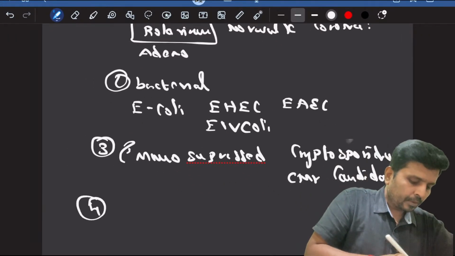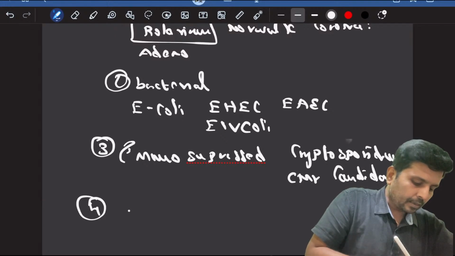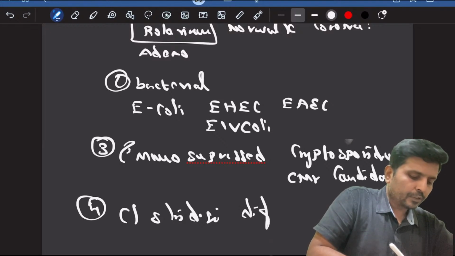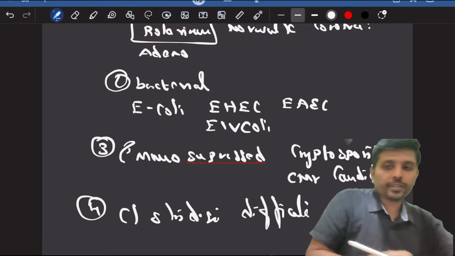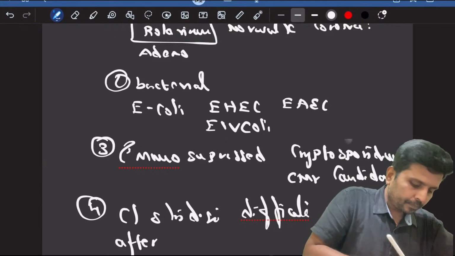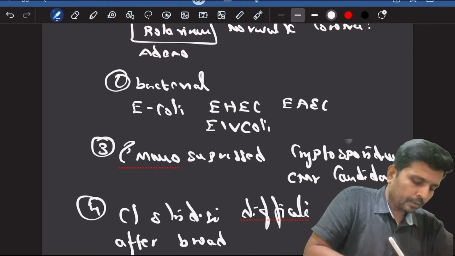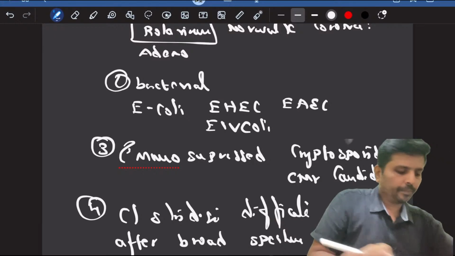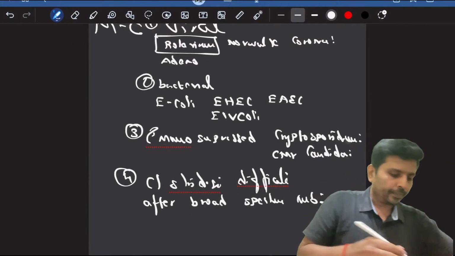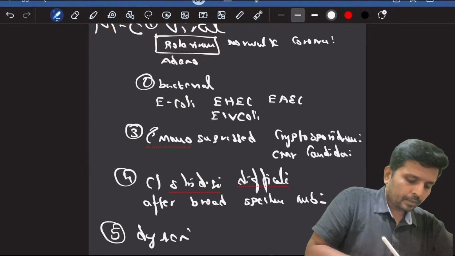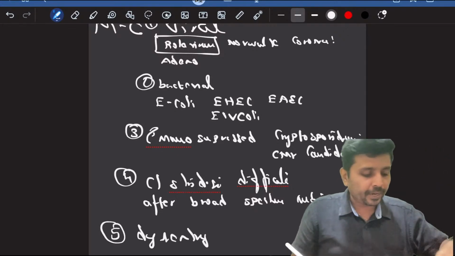Whereas Clostridium difficile is more common after using broad spectrum antibiotics. And finally, dysentery, the most common cause in the pediatric age group.